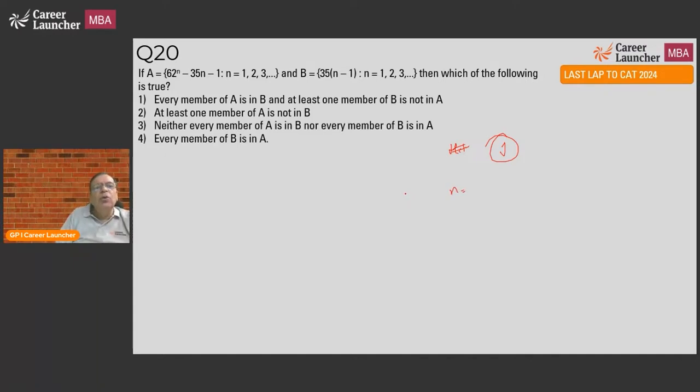Okay, if n is equal to 1, what happens? If n is equal to 2, what happens? And then verify, then get the answer. And hence it becomes not too much of a difficult thing. So I could even do it in round 1, but worst case I'll do it in round 2. So what is A? If n is equal to 1, what does it become? 62 to the power n minus 35 to the power n minus 1. Okay, 62 to the power 1 is 62, minus 35 minus 1.